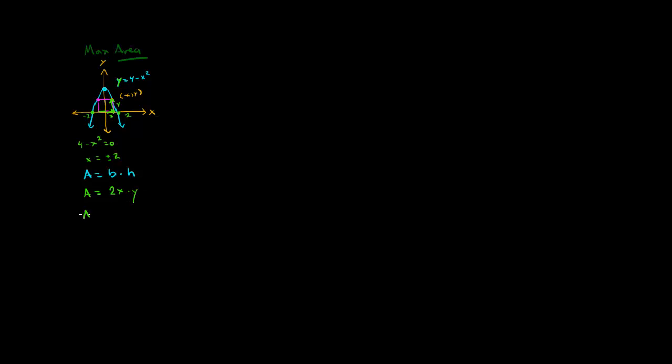So I can write now A of x, because I have area strictly in terms of x now, is going to be 2x times 4 minus x squared. And if I was doing this, I would probably bust out a little distributive property here. Multiply 2x times 4 is 8x, and 2x times minus x squared is going to be minus 2x cubed. And so, all right, where do I go from here?